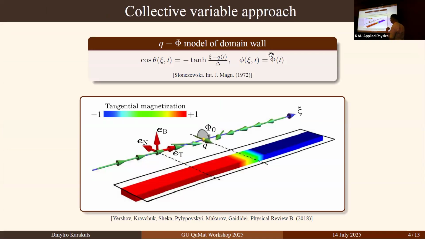Domain wall motion in such a system can be described by a q-phi model of a domain wall that was first introduced by Shevchenko and in magnetism in the 70s. As we can see here, it has two parameters. q and phi are the position and phase of a domain wall, with delta being the domain wall width. Here, theta and phi are the angles of the previously shown angular parameterization of magnetization.